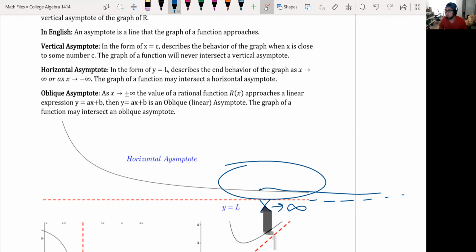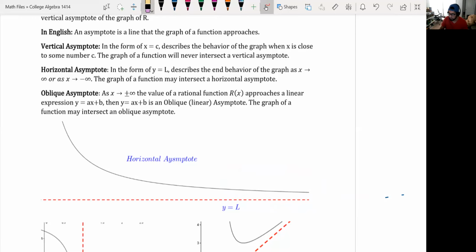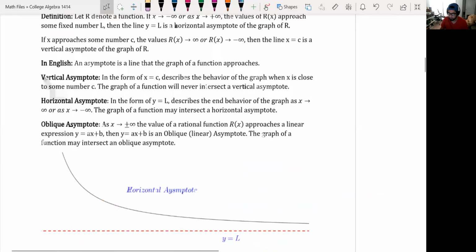So vertical asymptotes cannot be crossed. Horizontal asymptotes and oblique asymptotes are the only asymptotes you can intersect or cross. So keep that in mind. And there's a reason for that. We'll get into that in a moment. Okay, so that's a horizontal asymptote.